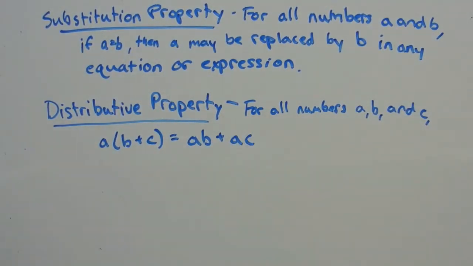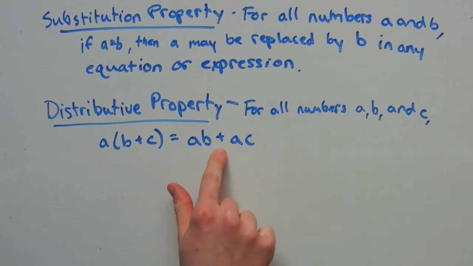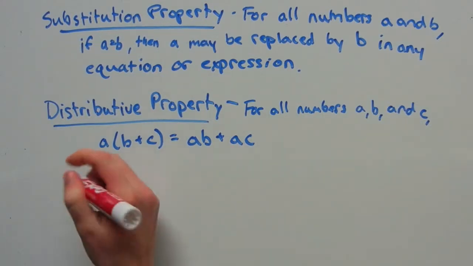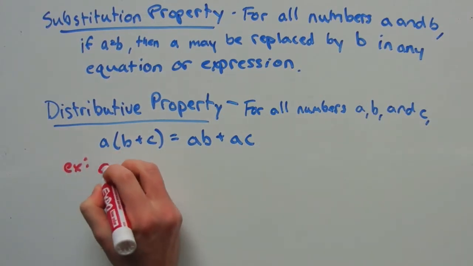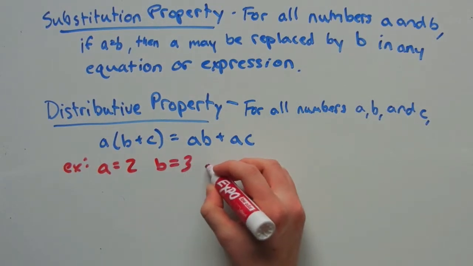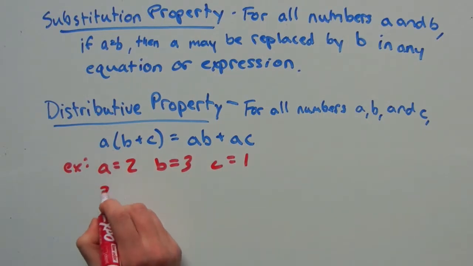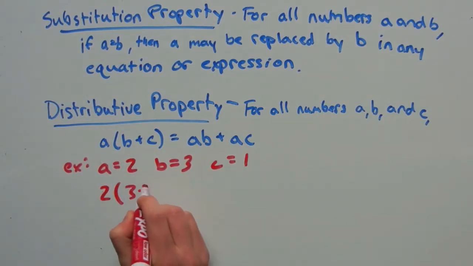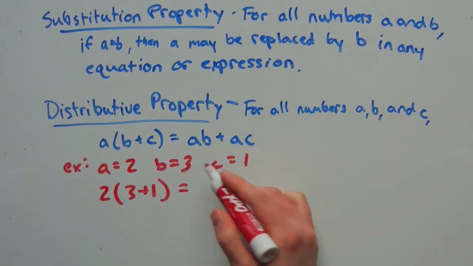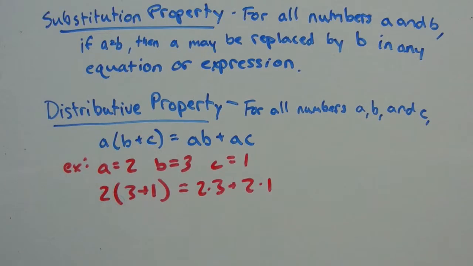And the distributive property says that for all numbers a, b, and c, a times (b plus c) is equal to ab plus ac. So an example of this, a equals 2, b equals 3, and c equals 1. So a, 2 times (3 plus 1), and we need the c, that's equal to 2 times 3 plus 2 times 1.